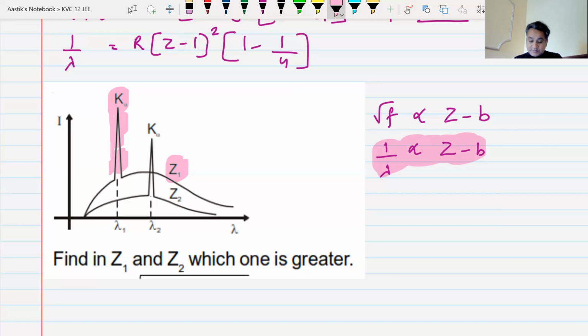So what is the answer for this one? Z2, sir. Z1 is more than Z2. Do we understand this? Yes, sir. Do you understand the logic behind it?